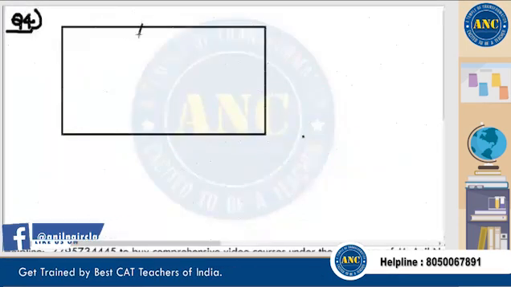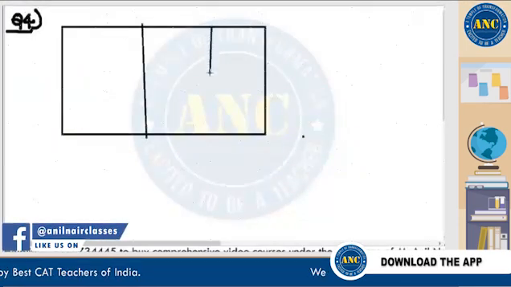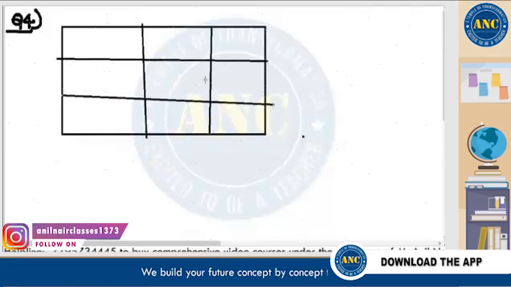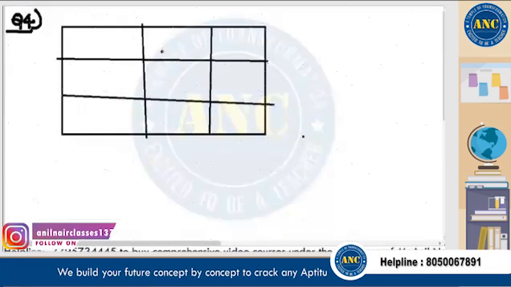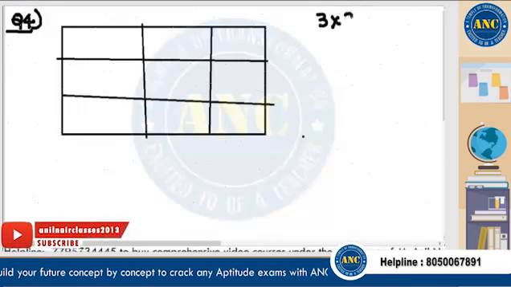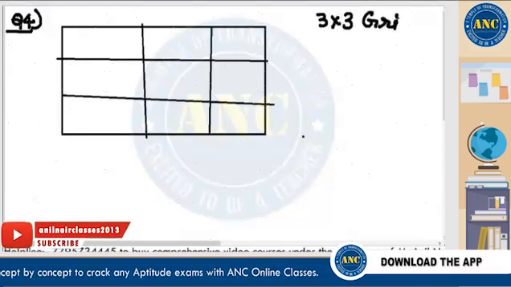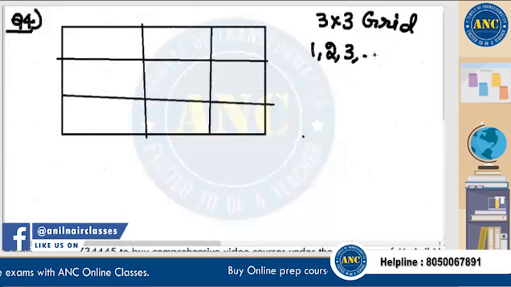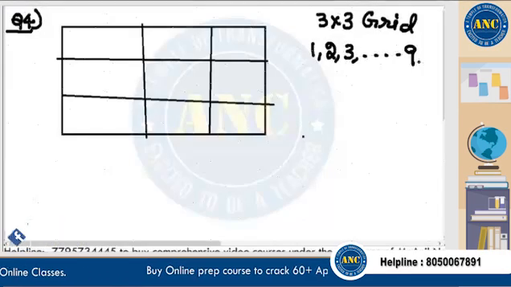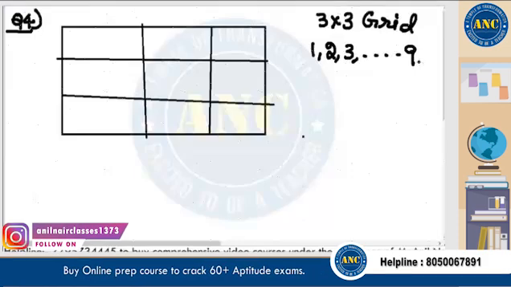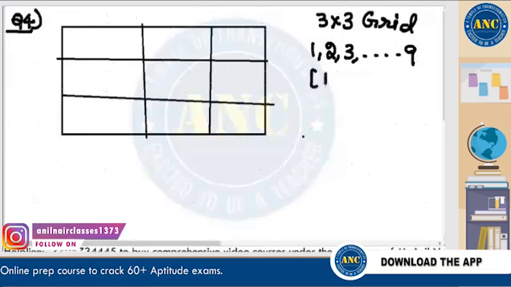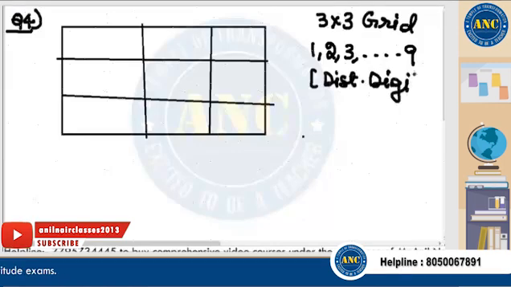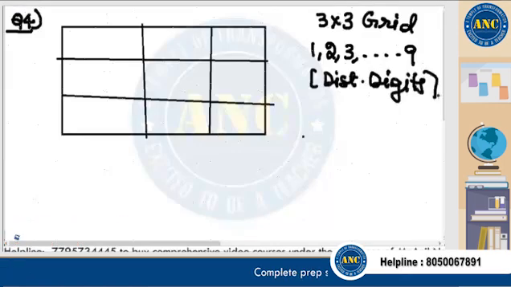There is a grid. Many students did not solve this question thinking that it is a difficult question. There is a 3x3 grid. I have to use all the natural numbers from 1 to 9. Distinct digits. No digits should be repeated.